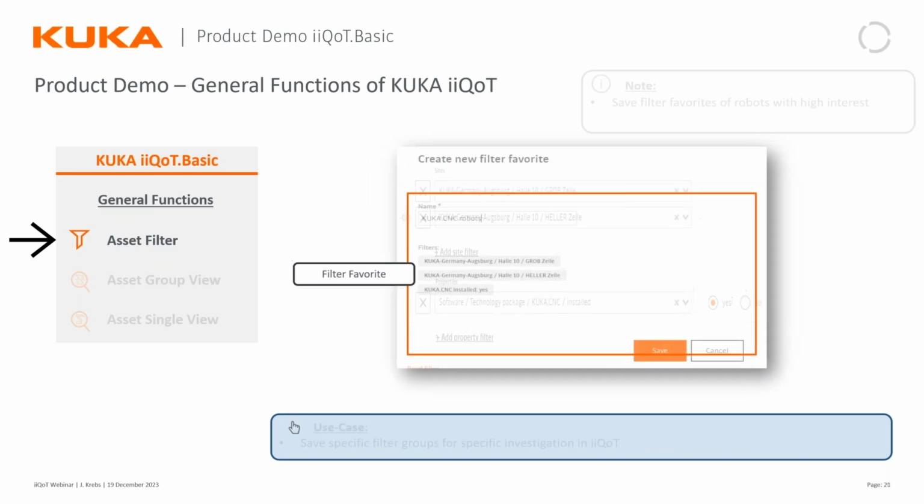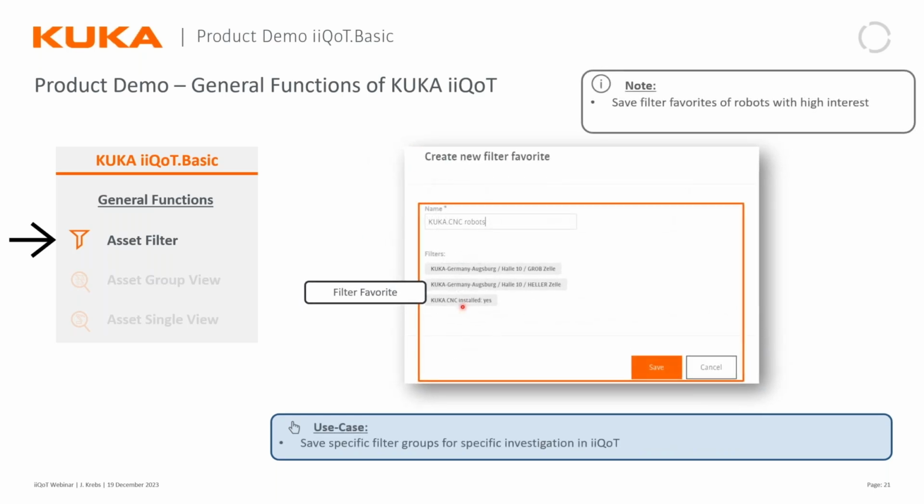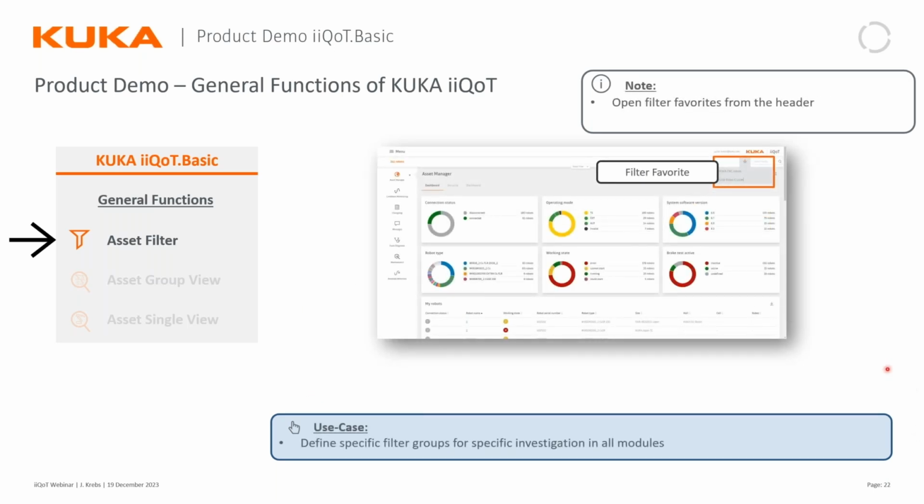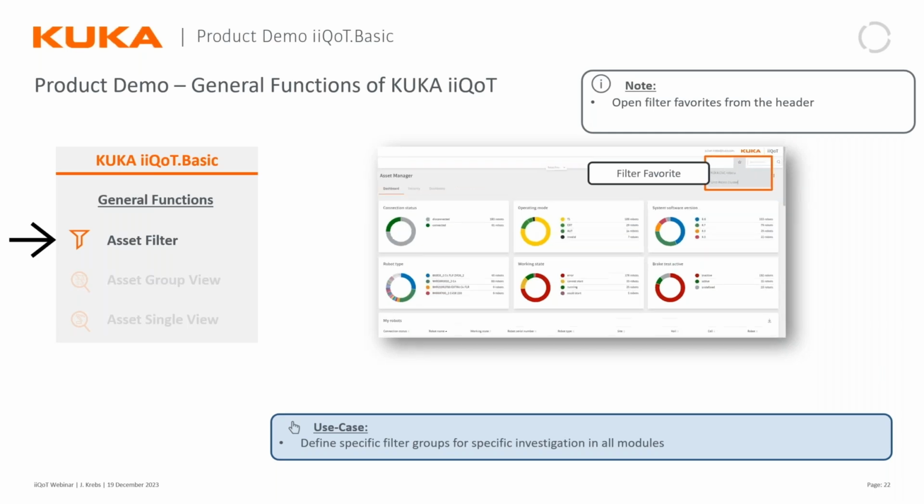filter functions. If you have a specific set of filters that seem really important to you, then you can save these favorites or these filters, and then they basically show up on the top of your header all the time. You click on that star, and then you basically select your favorite filter function in order to look at these robots.